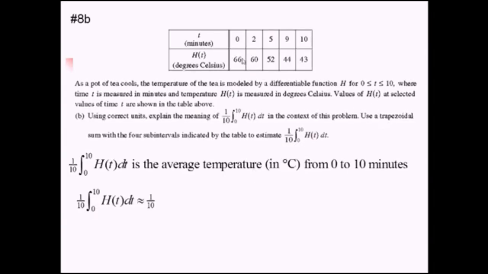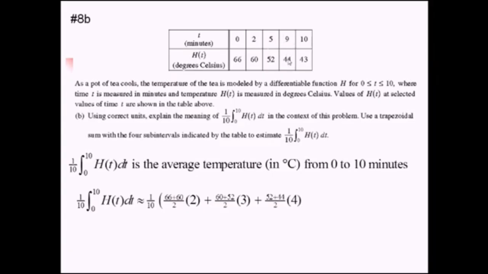So we've got an integral from 0 to 2. That's a height of 2. So we've got 66 plus 60 over 2 times this height of 2. Next, we've got 60 plus 52 over 2 times a height of 3 to go from 2 to 5. And next, 52 plus 44 over 2 times a height of 4.